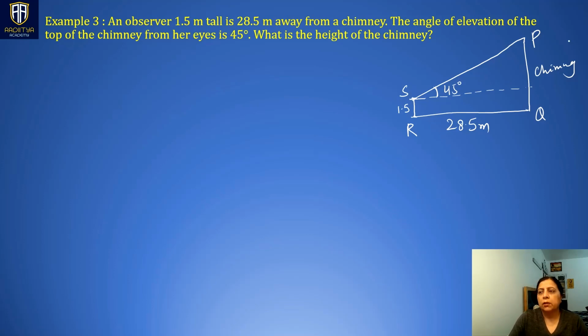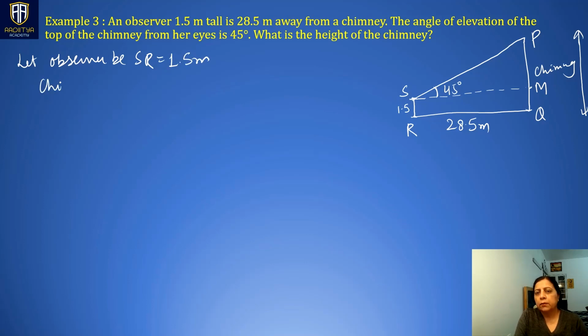What is the height of the chimney? Height of chimney will be this whole length. You can see this whole length, not up to here only. This you can write as M. Height of chimney is PQ because it is referred from the ground. Now we label all these things. Let observer be SR, which is equal to 1.5 meter. Let chimney be PQ. PQ is taken as the whole height, PQ, which is equal to PM plus MQ.